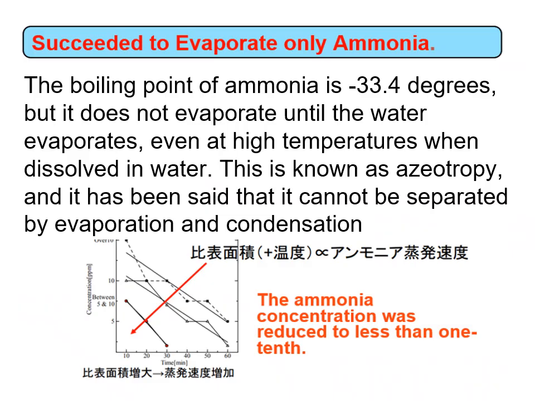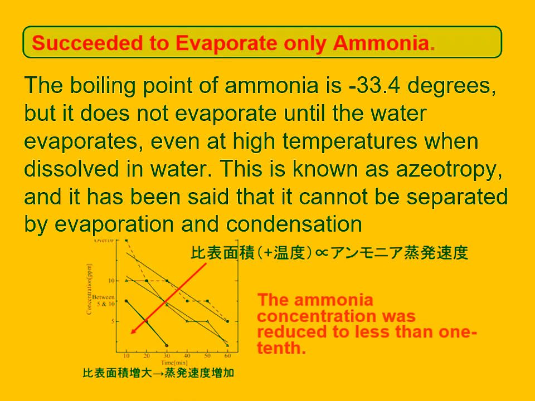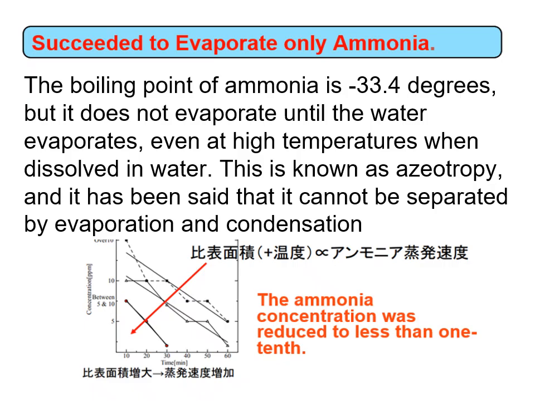The boiling point of ammonia is -33.4 degrees, but when dissolved in water, it does not evaporate until the water evaporates, even at high temperatures. This is known as azeotropy, and it has been said that it cannot be separated by evaporation and condensation. Yabe demonstrated that this is possible.